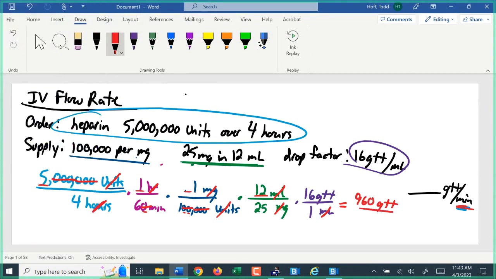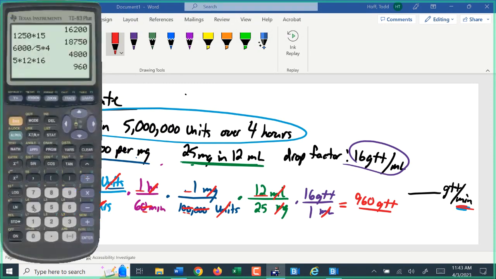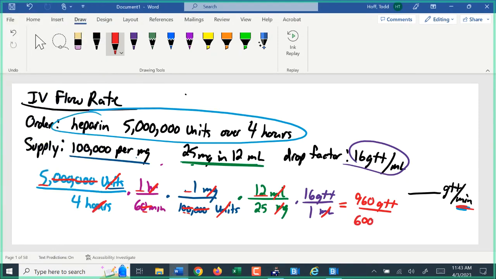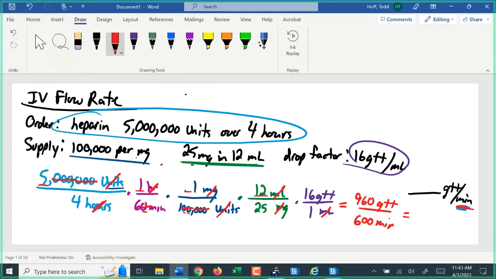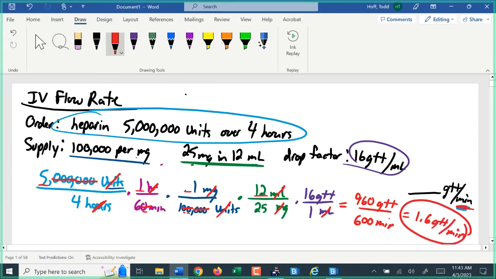That is drops. On bottom now it's just 4 times 6 times 1 times 25. So 4 times 6 times 25 is 600. That is minutes. Now let's divide that out. 960 divided by 600 gives us 1.6 drops per minute. So that 5 million units of heparin sounded like a very large dose, but it was spread out over 4 hours, came out to not quite 2 drops per minute when we set up our IV.